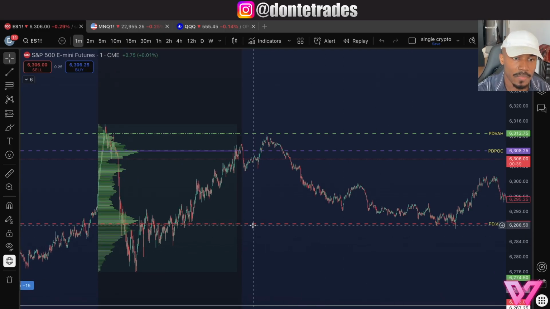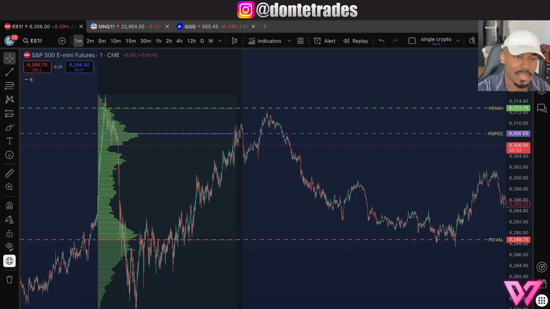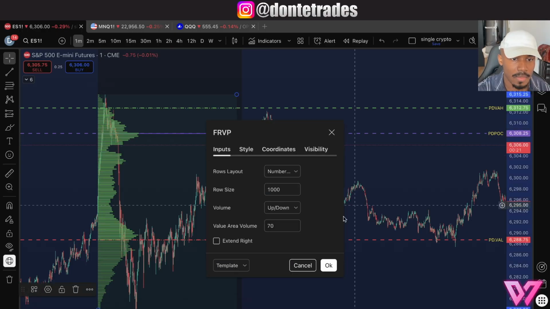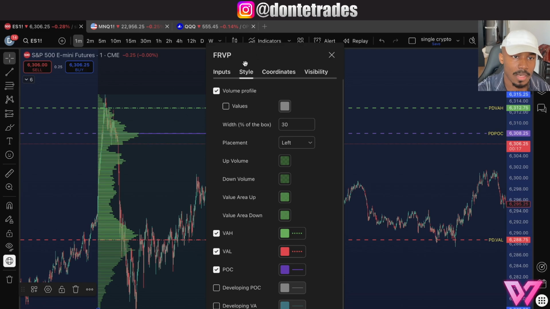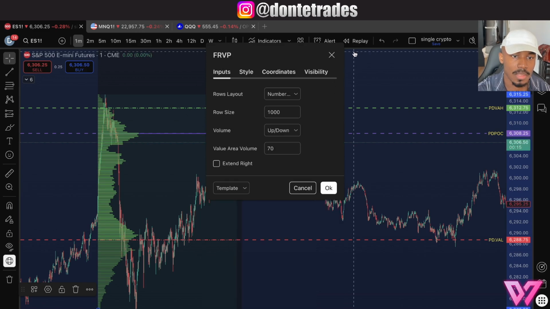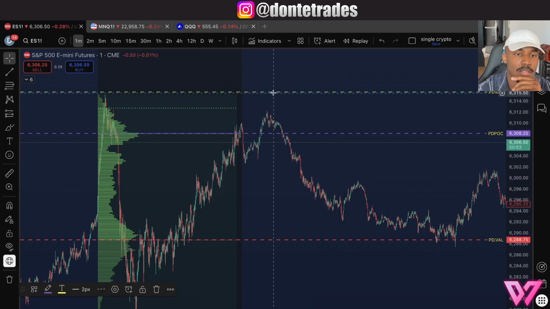So again, previous day value area low, we have the previous day point of control, and the previous day value area high. Now again, the colors and stuff like that don't really matter, but it's going to be just there by default. I just like to change mine. And again, I'll just show you guys the settings I have here so you can see what I have there. And then the style, you can just set that however you want to there. So this is how my settings look. So there you go.